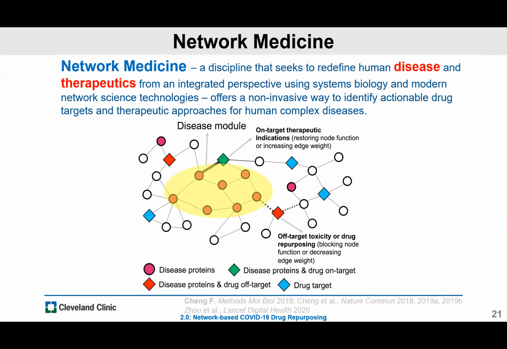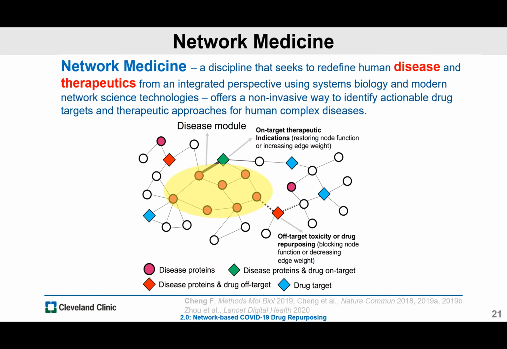So combining all this together, my lab mainly works on what we call the network medicine research field. Network medicine is trying to redefine human disease and therapeutics using systems biology, AI, and network science technology, to identify testable or actionable drug targets or therapeutic approaches for human disease, including COVID-19 as well.